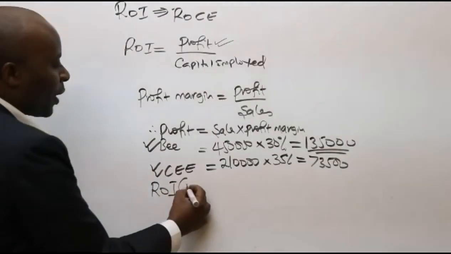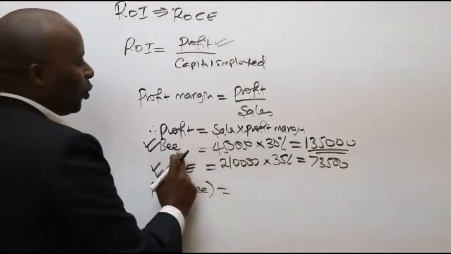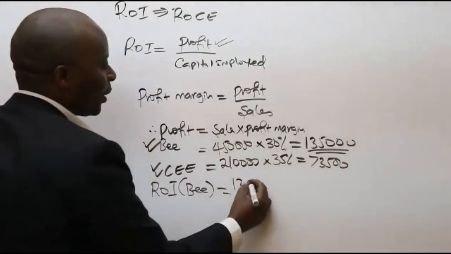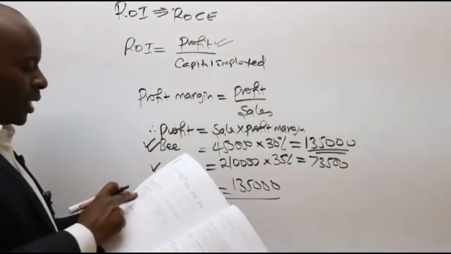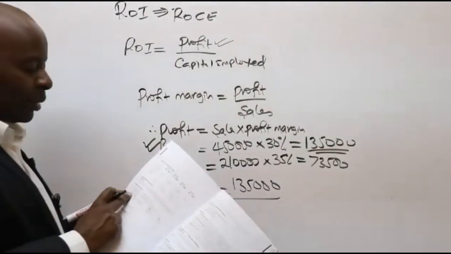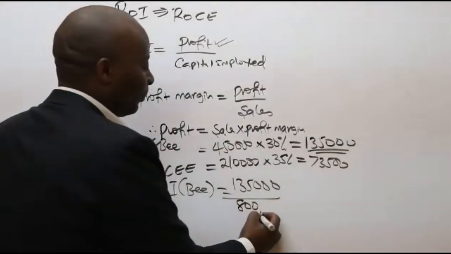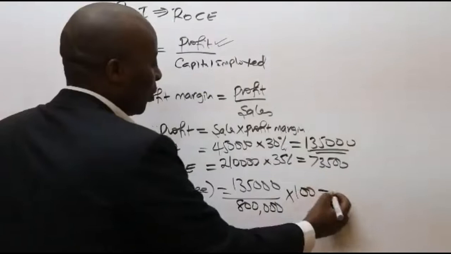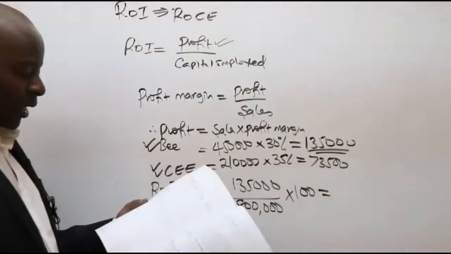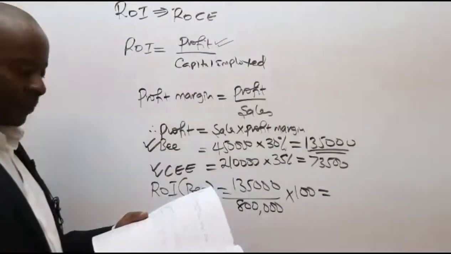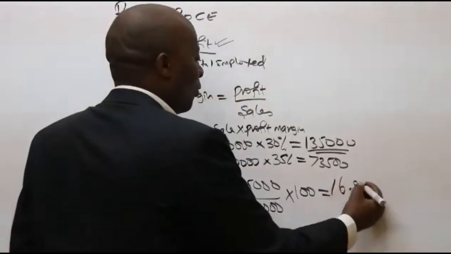So ROE of division B. Do I have the profit of B? Oh, yes, I do. Profit of B is 135,000. Do I have the capital employed of B? Yes, I can see on that table, note 3. The capital employed of B is 800,000, times 100. Could you kindly give me this answer? I saw some students who got this right. 16.88%. That is the ROE of B.